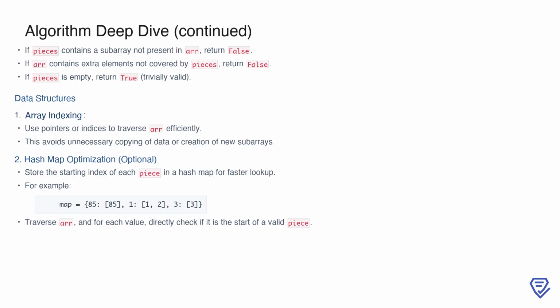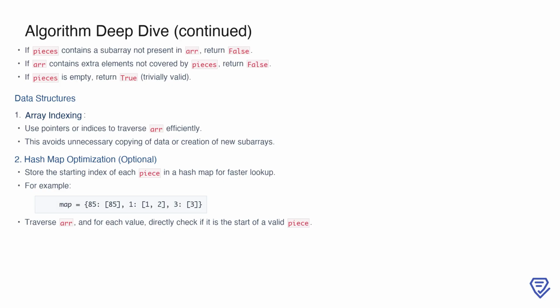To handle edge cases, we must consider several scenarios. If pieces contains a subarray that does not exist in ARR, we immediately return false. Similarly, if ARR contains elements that are not covered by any subarray in pieces, it is impossible to reconstruct ARR, so we return false. On the other hand, if pieces is empty, it is trivially valid since there are no subarrays to match, and we return true.